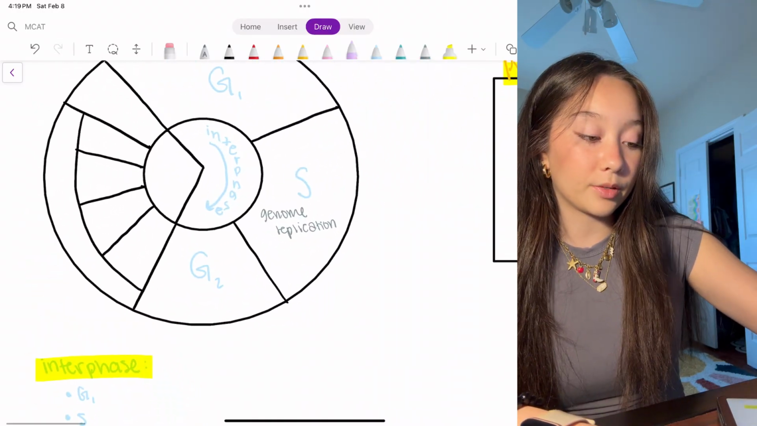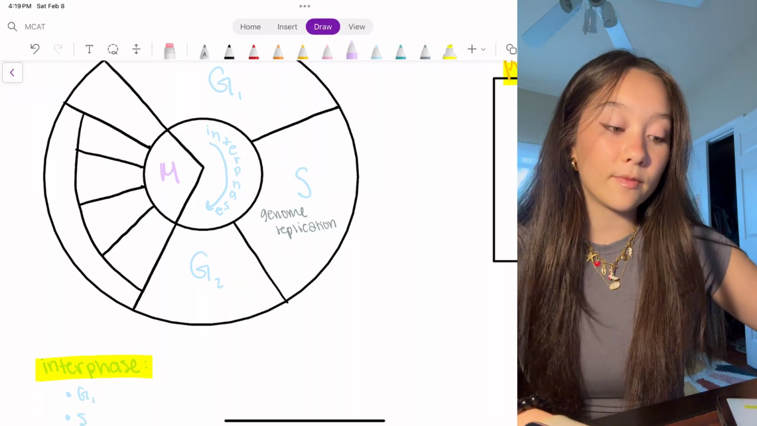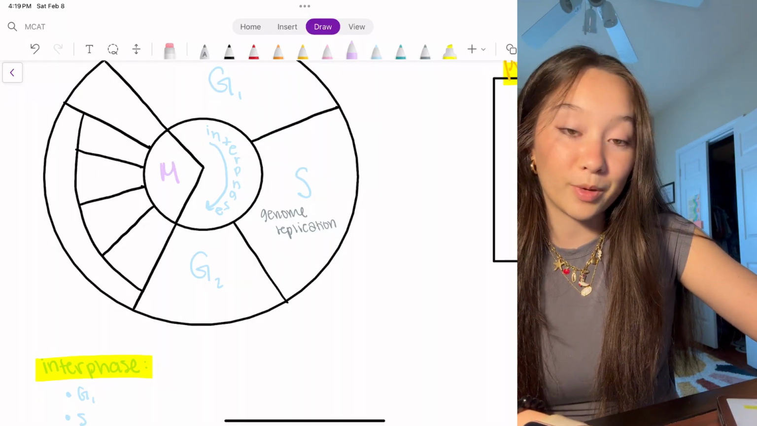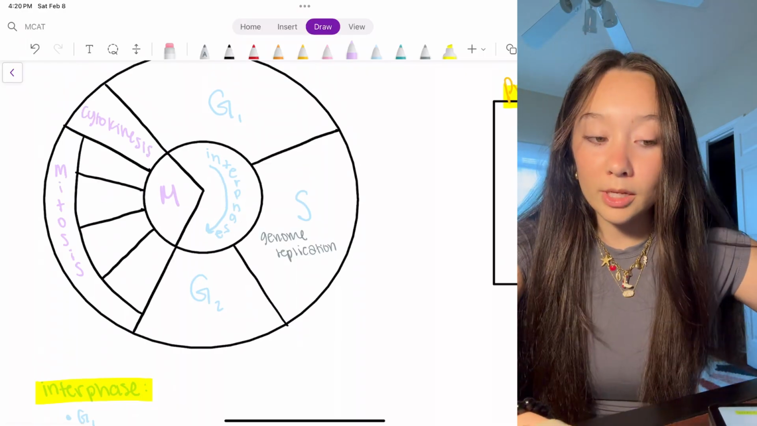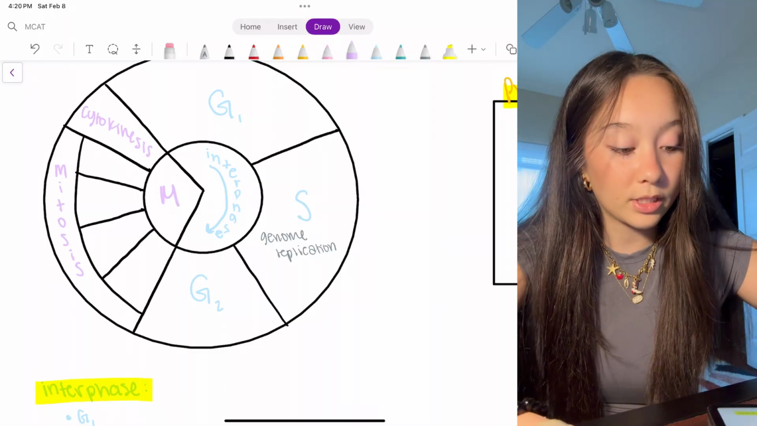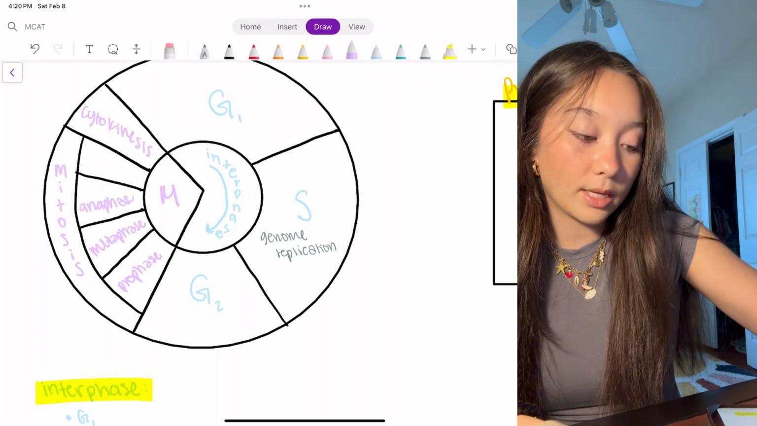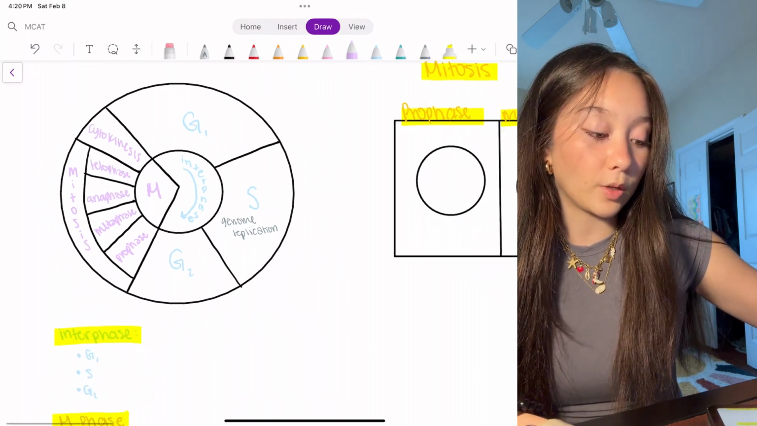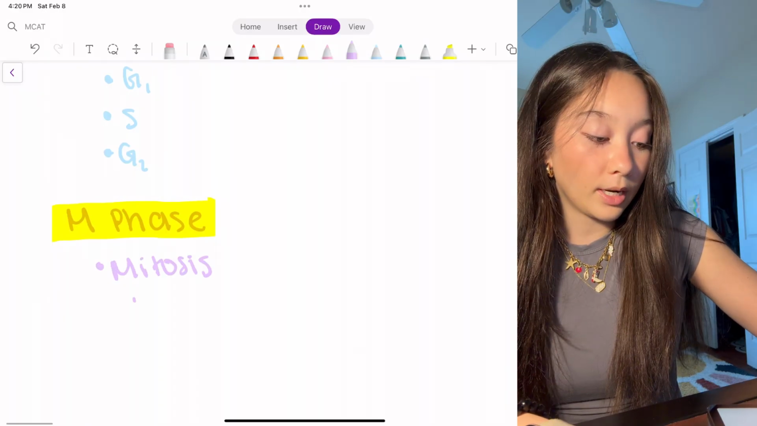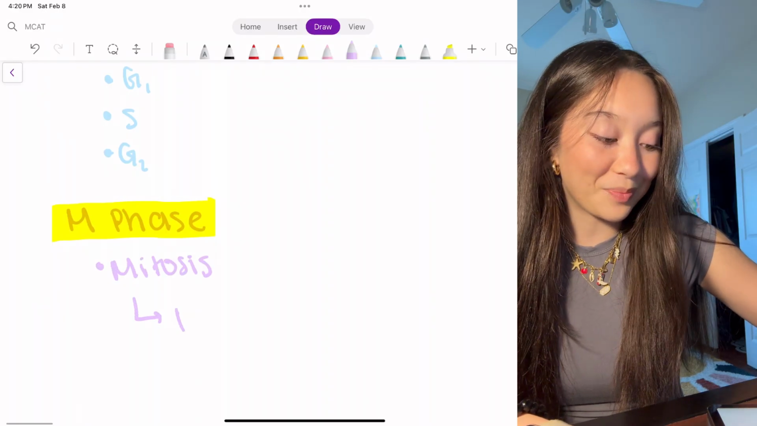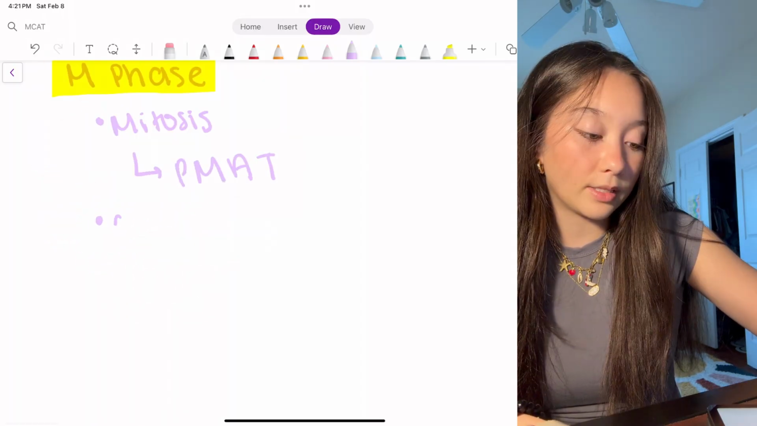So now over here, in purple is something called the M phase. And so the M phase is going to have something called mitosis and cytokinesis. Now within mitosis, there are 4 steps, and the 4 steps are prophase, metaphase, anaphase, and telophase. And so I'm going to go ahead and note down here that the parts of M phase are mitosis, and I remember this by the acronym PMAT, for prophase, metaphase, anaphase, telophase, and then cytokinesis.